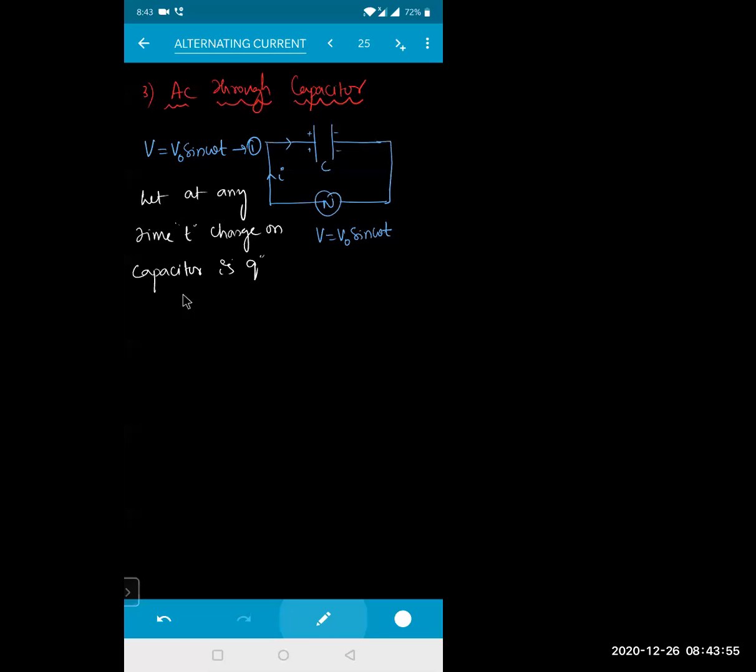So when charge is getting stored in this one, how do you calculate the charge? Q is equal to C into V, or else I can write here C. V value already we got here. What is the source? V naught into sine of omega into t. That means I can write here Q is equal to C into V naught, which can be written as Q naught into sine of omega into t.